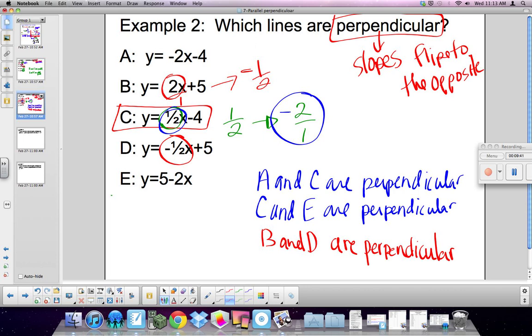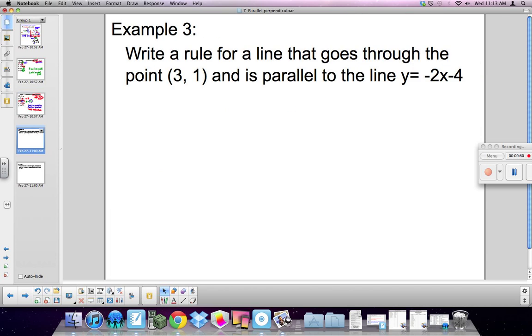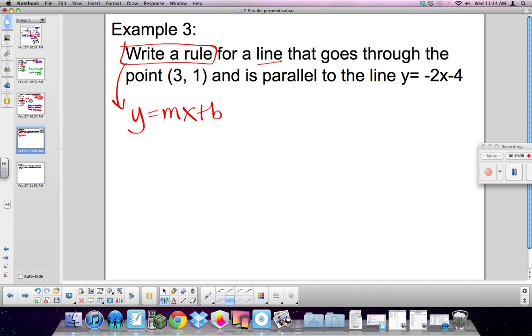So example 3, now we're writing a rule, so we pull out the important information. We start to think, what does that mean in math? That means I'm going to write a rule for a line that looks like this, because a line always has that rule. It has to go through the point (3, 1), and it's parallel to the line y equals negative 2x minus 4. Let's first look at the parallel idea.